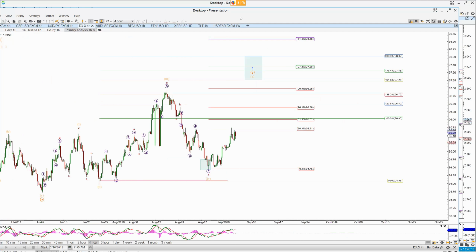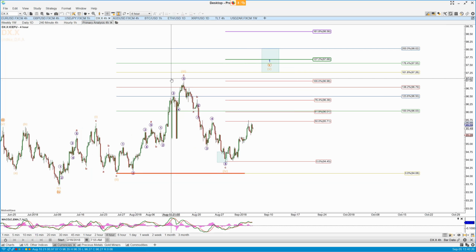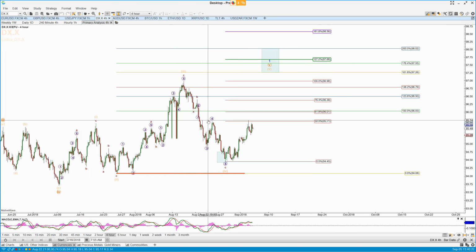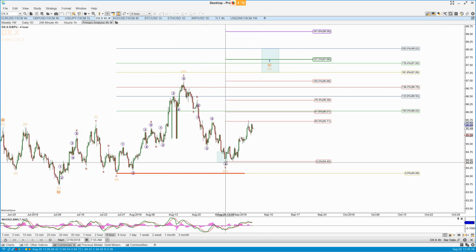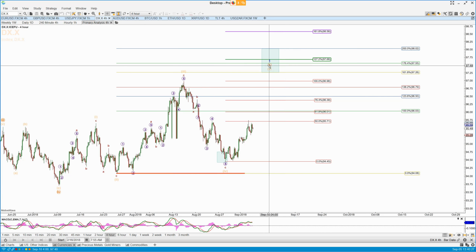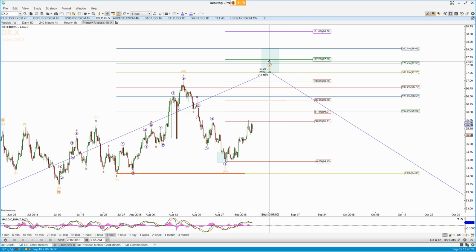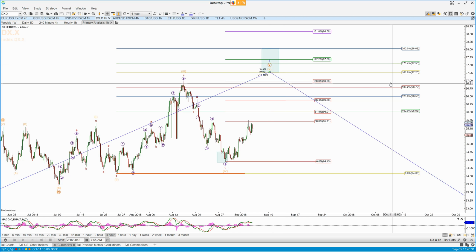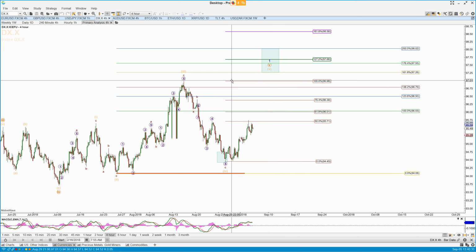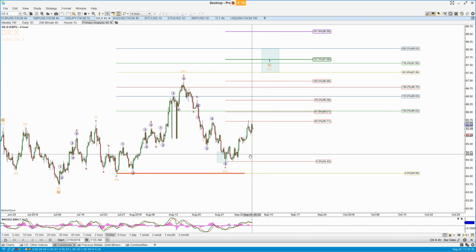Okay, if I come across now and look at the currencies next. So this is the US dollar, and off what I think is the 4 in a diagonal, I think we're in this 5 here to finish this one off, and we're going to make another fairly marginal new local high before we then start the 2 back.